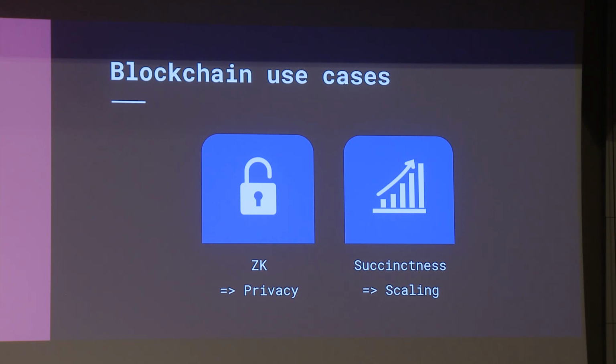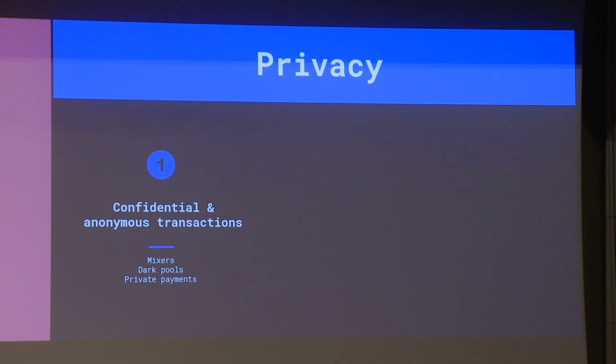And they can be translated into privacy and scaling correspondingly. So let's talk about privacy. The most obvious use case for privacy is anonymous and confidential payments or transactions or mixers. You can transact with other people economically without disclosing this to the entire world, which is what we have currently on blockchains. And anonymous means that you hide the recipients and senders.